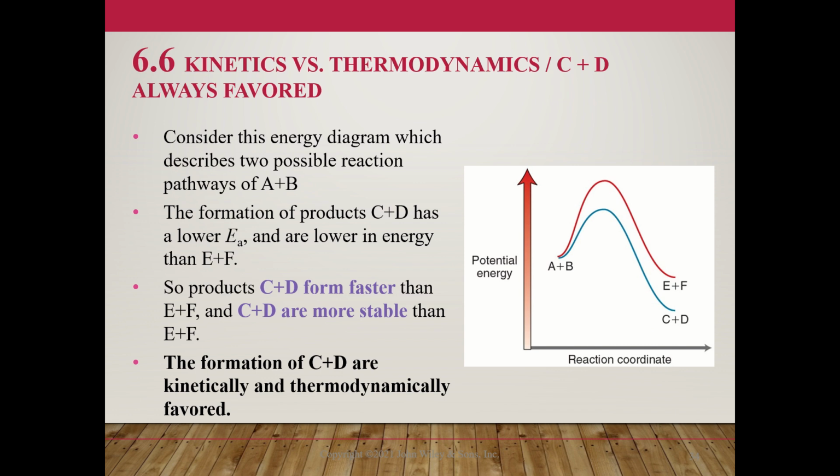In the case of looking at when C and D is favored, if A and B could potentially become E and F, or could become C and D, consider this diagram here, which describes two possible pathways for reactants A and B. The formation of product C and D has a lower activation energy, and they are at a lower energy state than E and F. So the products C and D form faster than E and F, and C and D form more stable, lower energy substances than E and F. Therefore, the formation of C and D is both kinetically favored because it's faster, and thermodynamically favored because it has a lower activation energy and it has a lower energy at the end of your reaction than from the start of your reaction.